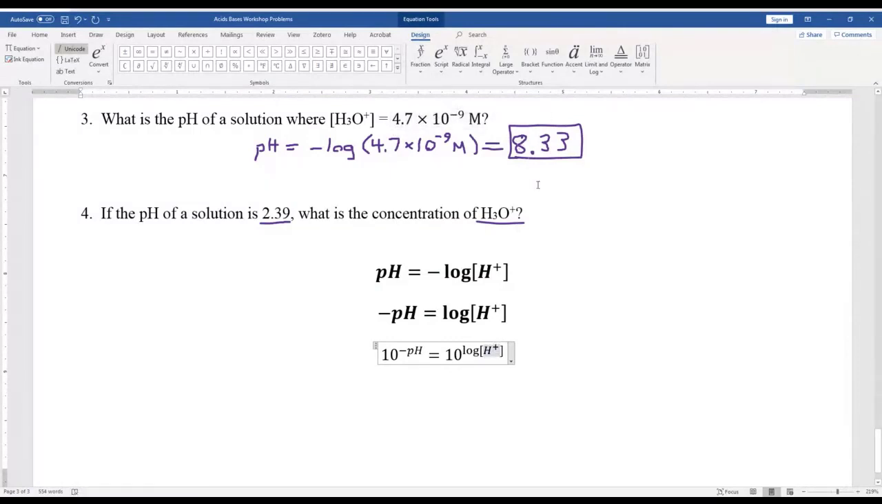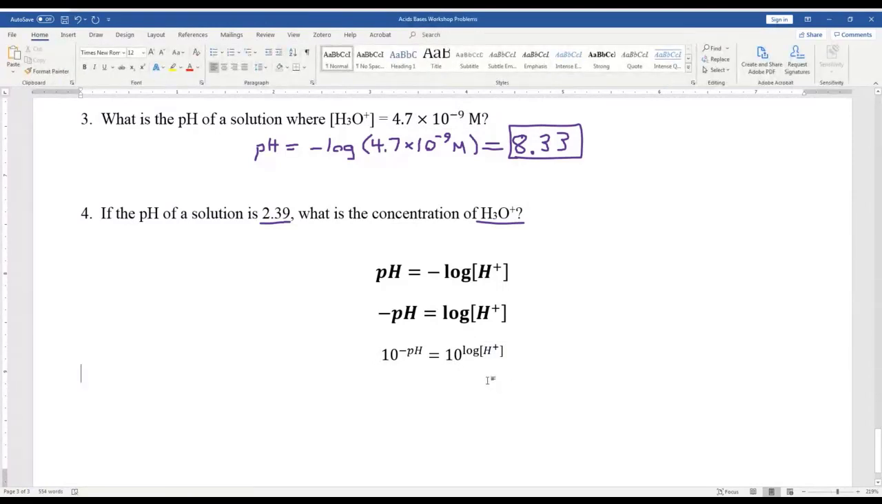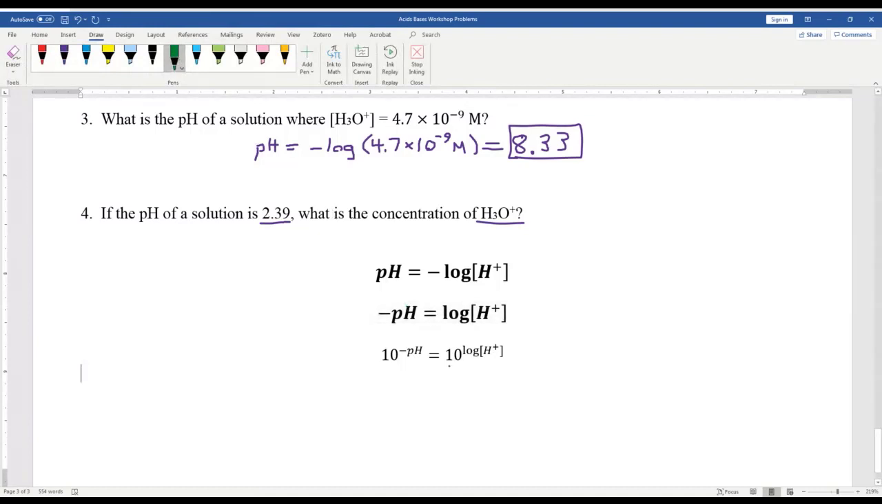Now 10 to the log of anything is that thing, because 10 to the power and the log are opposite operations. It's like multiplication and division, or addition and subtraction. The opposite of a logarithm is 10 to the power. The opposite of 10 to the power is a logarithm. So these will actually cancel each other out. This cancels with this, and I'm left with H plus concentration. And so my equation here is H plus concentration is equal to 10 to the negative pH.